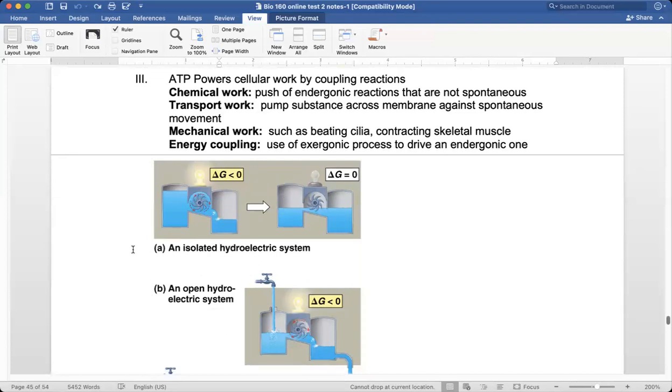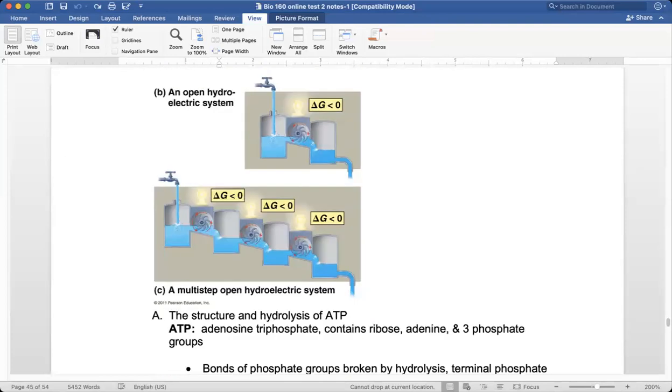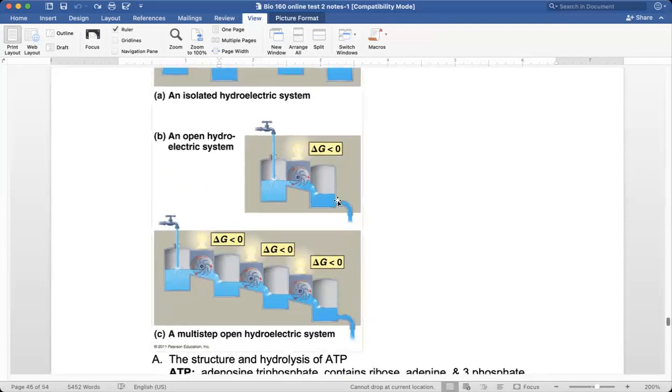So if you look here, this is showing an isolated system. This allows the water to actually reach equilibrium on both sides. That's not going to happen in a living system. With a living system, you have a constant draw here. So it's always going to need to have something come in, and it's never going to quite reach equilibrium.